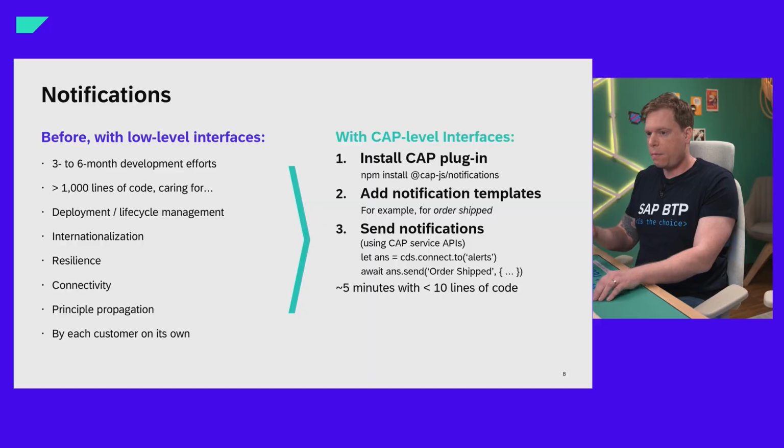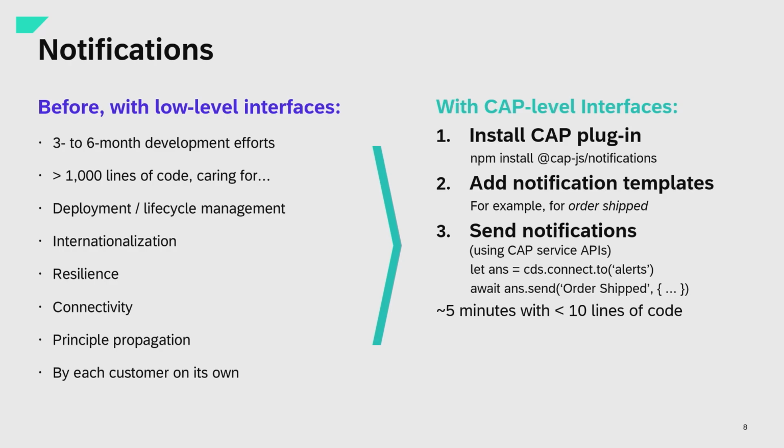I'll give you two examples of such service interfaces. One is the notification service. Without these plugins, you would usually spend 3 to 6 months of development writing more than 1,000 lines of code where you care about deployment, internationalization, resilience, connectivity, principal propagation, each customer on their own. That is not great. With CAP level interfaces, you just install the plugin, you declare your notification template in this example, and you can use it programmatically. It takes about 5 minutes with less than 10 lines of code, a lot better.